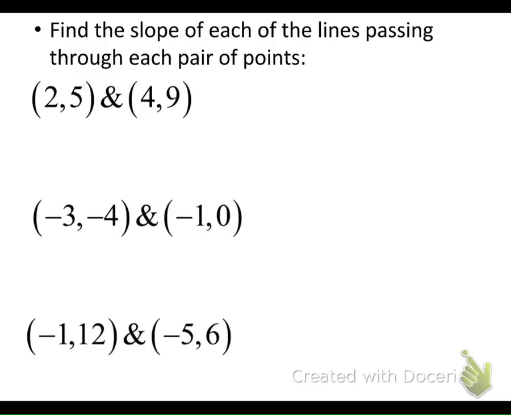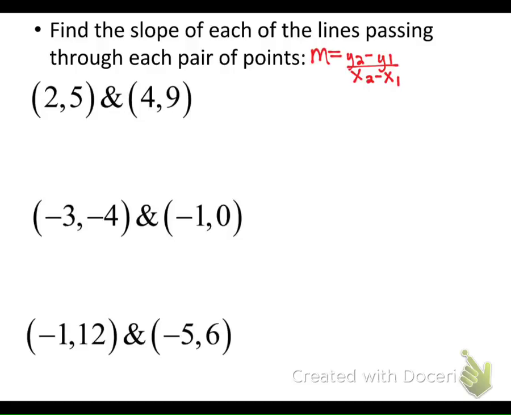Okay, so again, find the slope of each of the lines passing through each pair of points. In order to do that, you're going to have to know what the slope formula is. Our slope formula for finding the slope of ordered pairs is m, because that stands for slope, equals what? What's my slope formula? y2 minus y1 over x2 minus x1. So your y's are on top, your x's are on bottom.